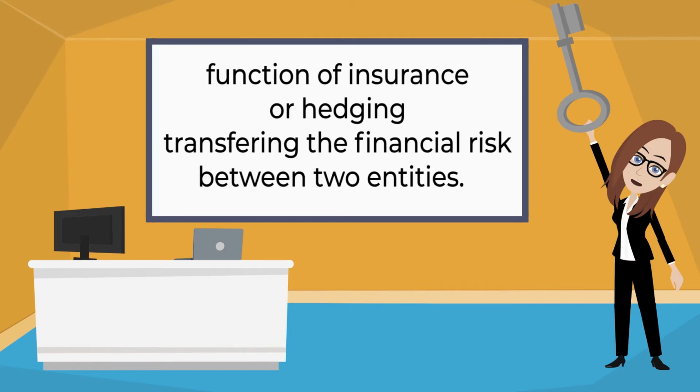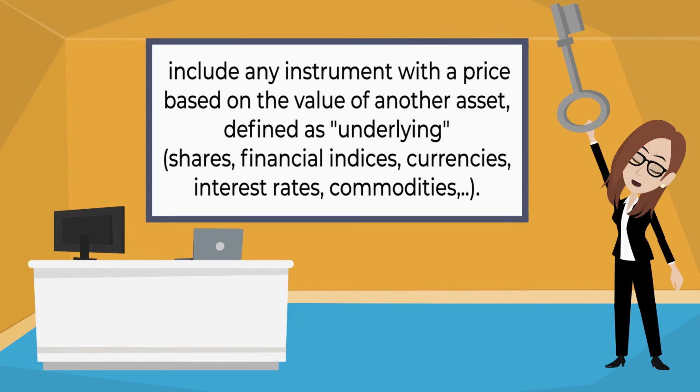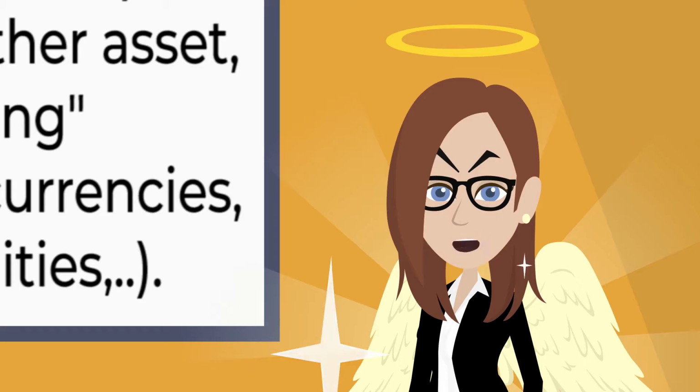Derivatives normally have the function of insurance or hedging, transferring the financial risk between two entities. This category can include any instrument with a price based on the value of another asset, defined as underlying. Such as, for example, shares, financial indices, currencies, interest rates, commodities, etc. Let's explain derivatives with an example.